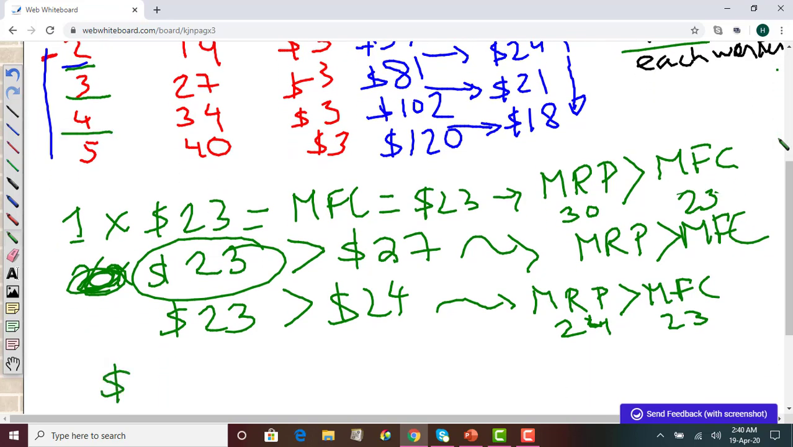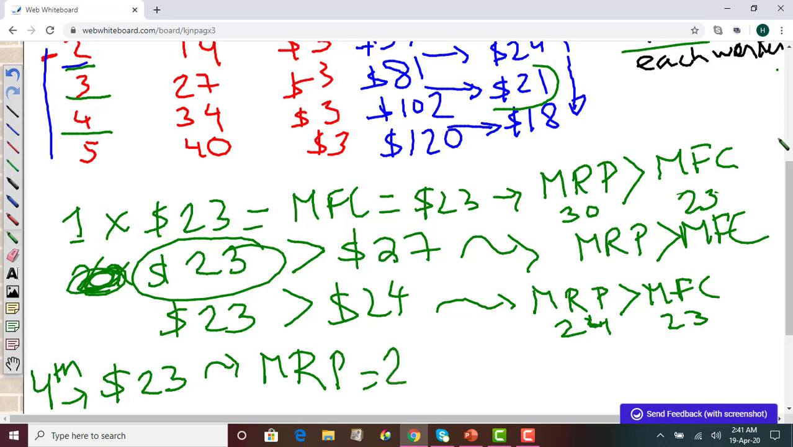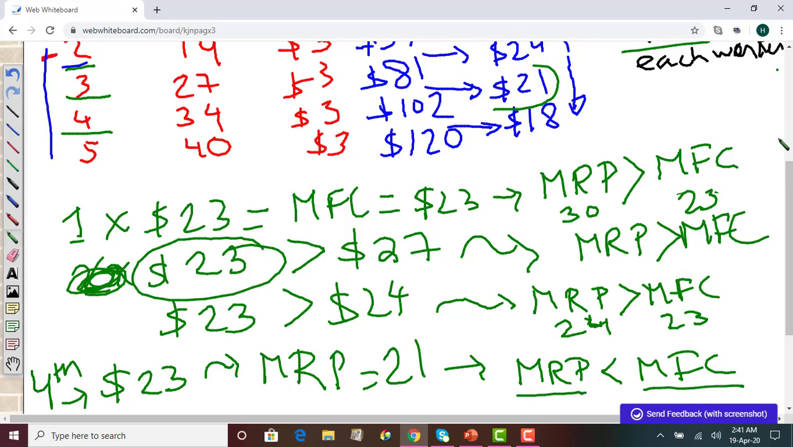Now let's go to 4 units. Now cost remains the same. It's still 23. The cost to hire the 4th labor is also $23, the extra cost. But what about our marginal revenue product? Right now, our marginal revenue product for the 4th one is 21. 21 is less than $23. So in this case, MRP is actually less than MFC, and it does not make any business sense. It is not a logical decision for a business to operate when MRP is less than MFC.